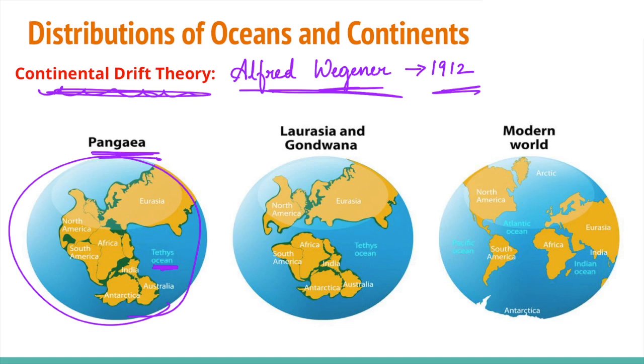Wegener argued that around 200 million years ago, the supercontinent Pangaea began to split. Pangaea first broke into two large continental masses, Laurasia and Gondwana, which form the northern and southern components. Laurasia and Gondwanaland continued to break into various smaller continents, which exist as the modern world today.